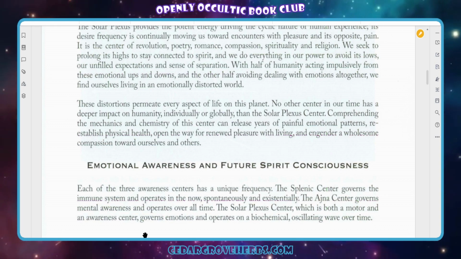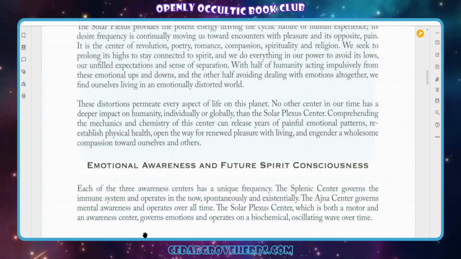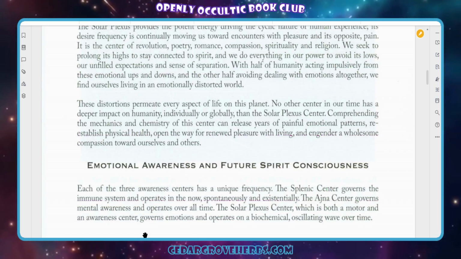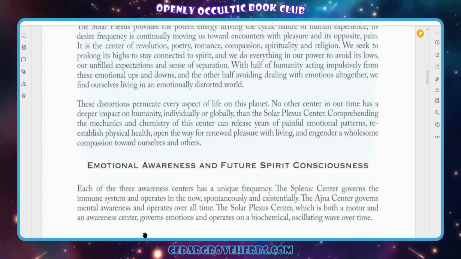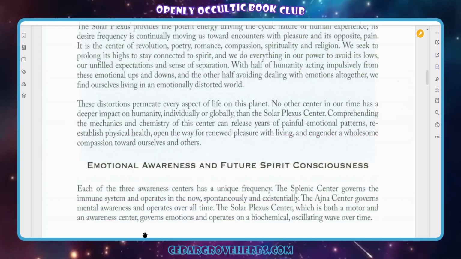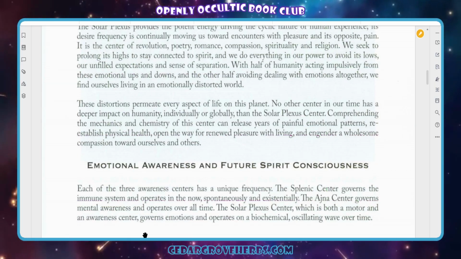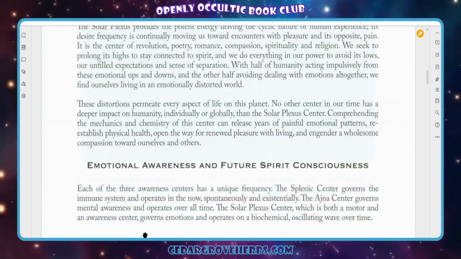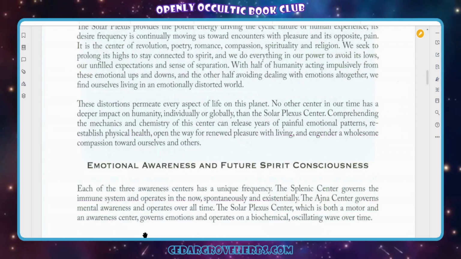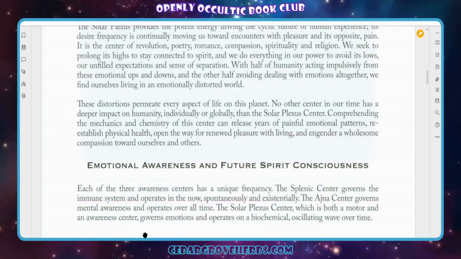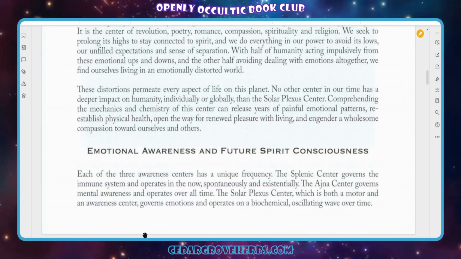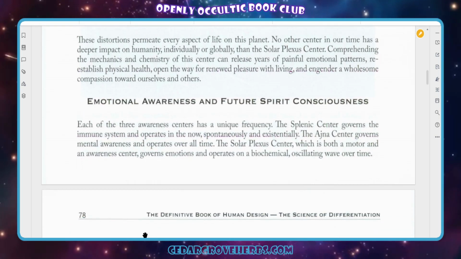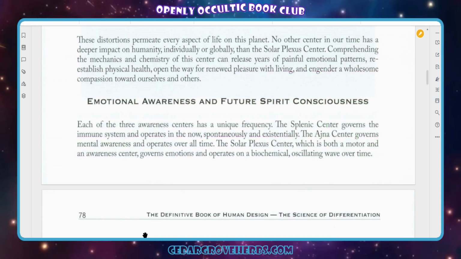Comprehending the mechanics and chemistry of this center can release years of painful emotional patterns, reestablish physical health, open the way for renewed pleasure with living, and engender a wholesome compassion towards ourselves and others. This is one of my centers. I have the solar plexus center defined on my chart. Emotional awareness and future spirit consciousness.